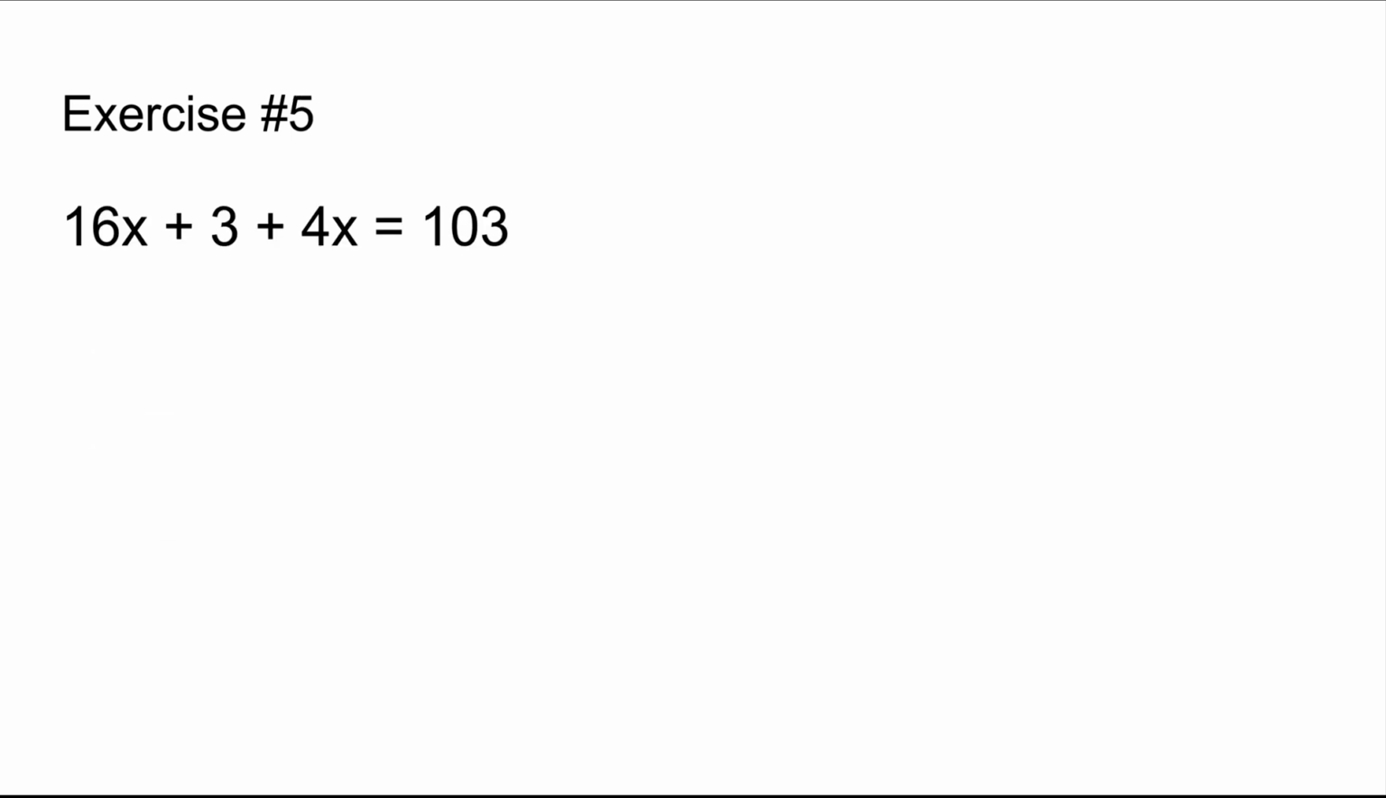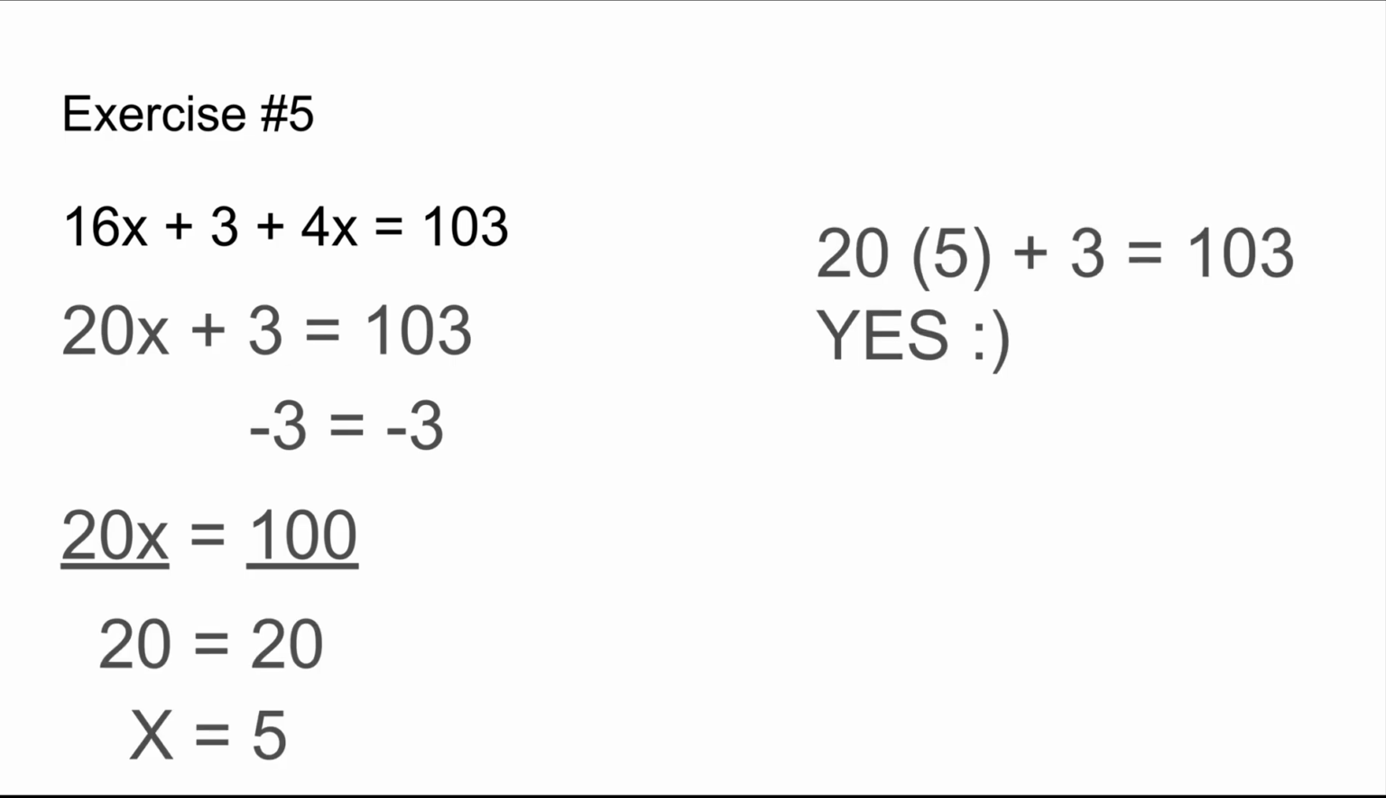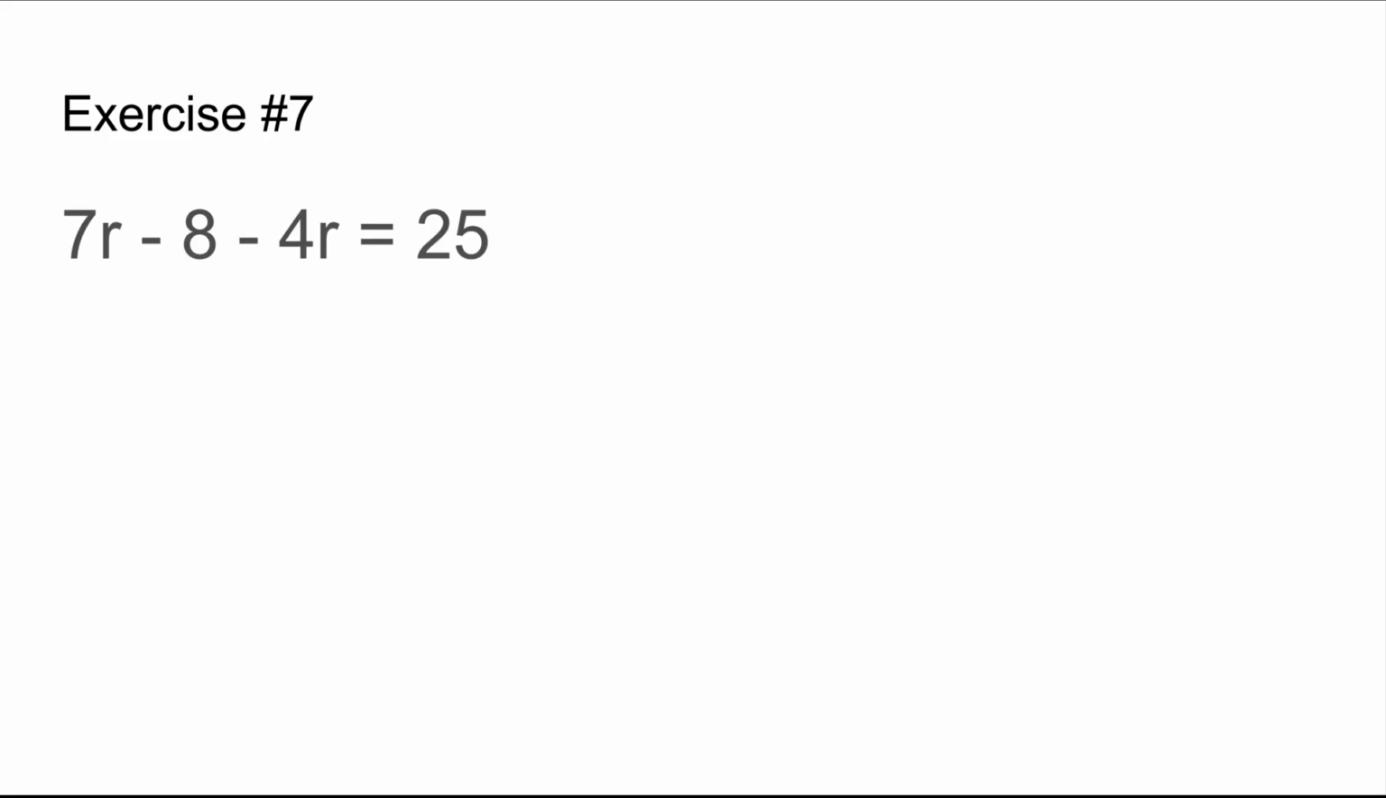Number 5. We're going to combine 16x and 4x as our first step. 20x plus 3 equals 103. Subtract 3 from both sides. 20x equals 100. Divide by 20 on both sides. X equals 5. Plug it in. We're doing awesome.